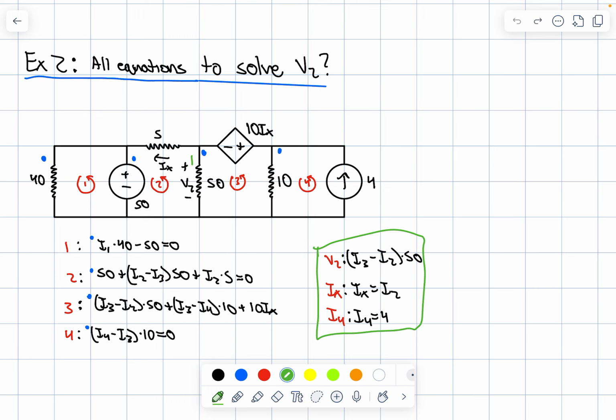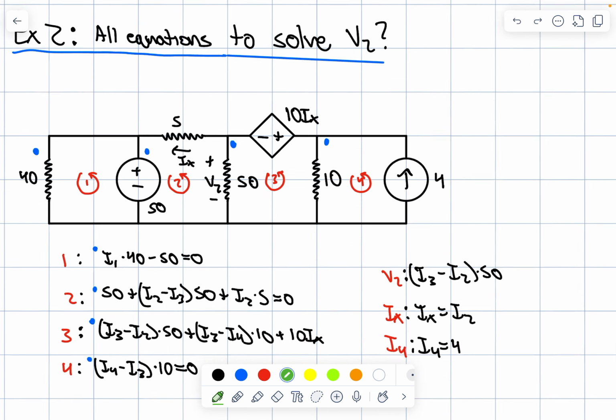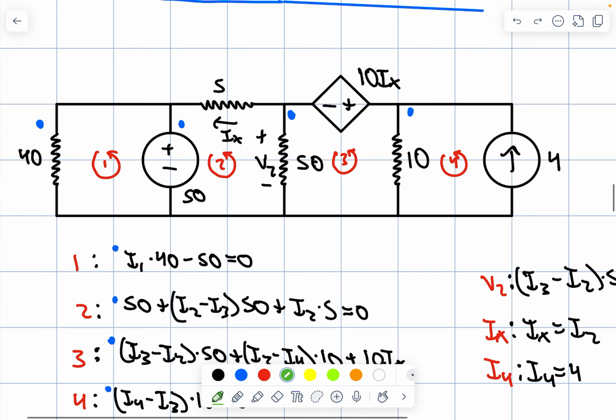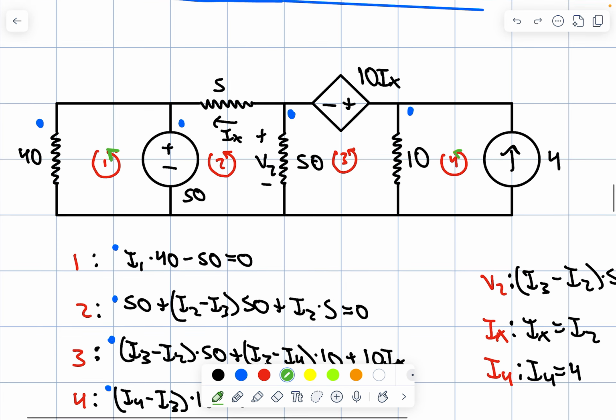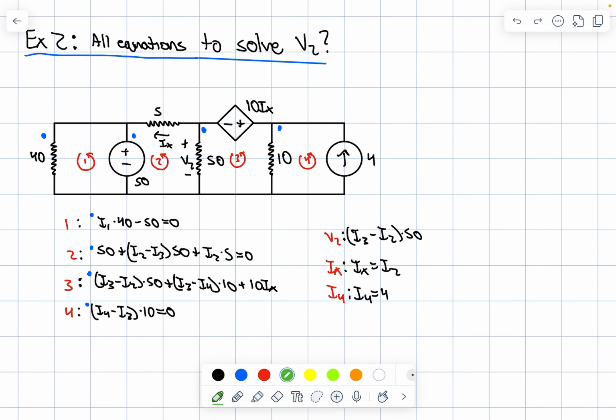Sorry, wrong. First thing I'm going to do is determine what direction I want my currents flowing in. And you'll notice I have them flowing counterclockwise. And that's because I4 is going in the right direction, the same direction as this 4 amp current source. So with that in mind, now I'm going to write my equation for V2, right? And just kind of work backwards.